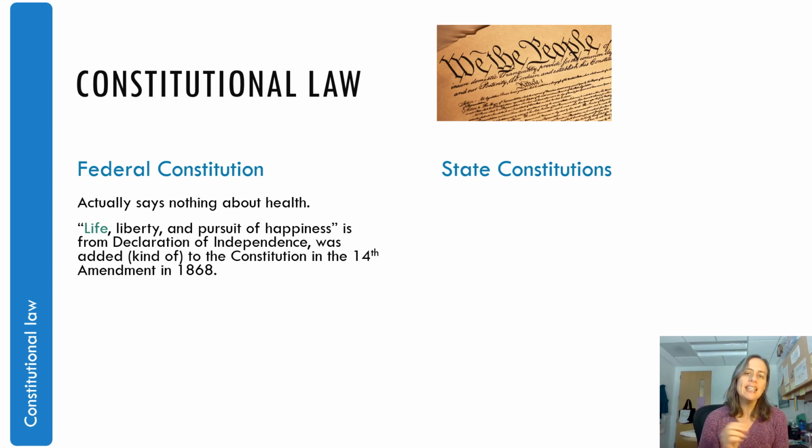And that was kind of added to the Constitution in the 14th Amendment, which is going to make an appearance later in this lecture, in 1868. So we didn't have anything about life, liberty, and the pursuit of happiness in our foundational government documents in terms of our Constitution or what people were guaranteed until 1868, which is pretty late when you think about 1776, right?